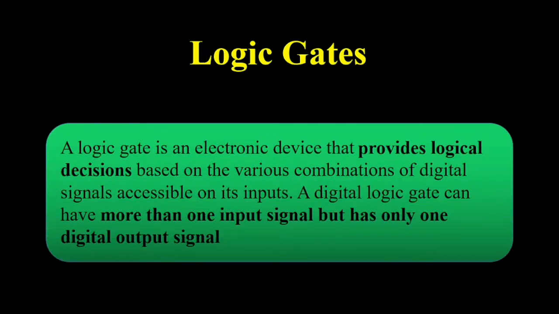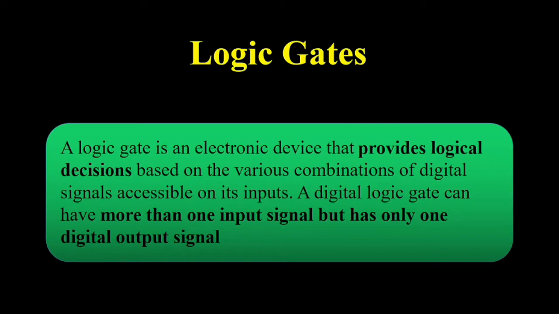A logic gate is an electronic device that provides logical decisions based on the various combinations of digital signals accessible on its inputs. A digital logic gate can have more than one input signal but has only one digital output signal. Guys, a logic gate is nothing but an electronic device. It will provide some logical decisions based upon the input that we provide to it. A digital logic gate can have more than one input signal, but it will have only one output signal, that is on or off.